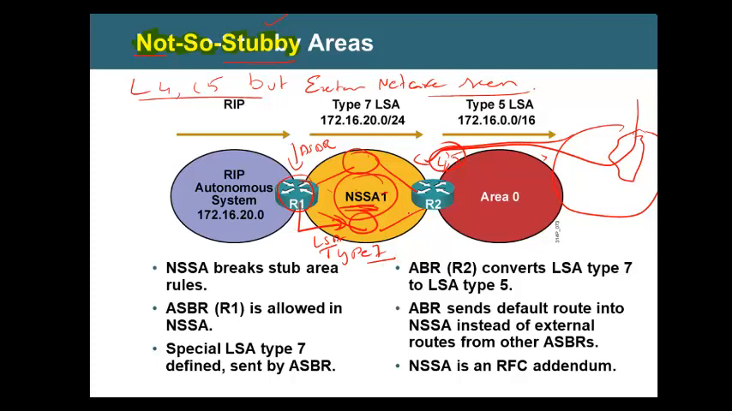What is the advantage of doing this? The advantage is the routers in the not so stubby area will only use this route. They won't go to this one. You understand? Because they don't have a route for the other ASBR. Ask me a question if you don't understand.